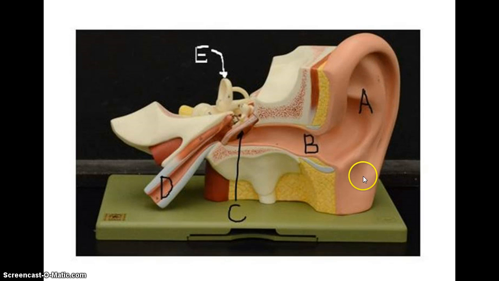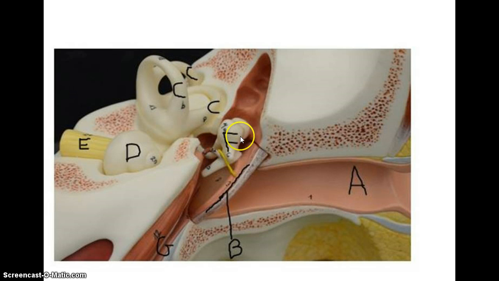Again, auricle or pinna, external auditory meatus, tympanic membrane, auditory ossicles, semicircular canals, cochlea, vestibular cochlear nerve, eustachian or auditory tube. Now in this next slide we're going to look at the middle and inner ear, and we're going to blow it up. So this is your external auditory meatus. Out here would be the pinna or the auricle.